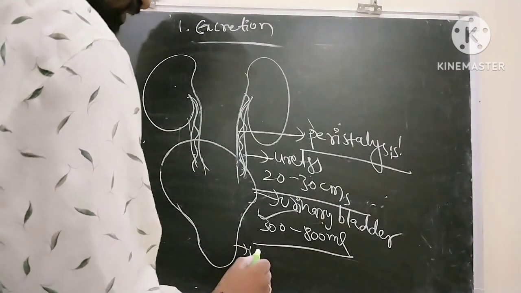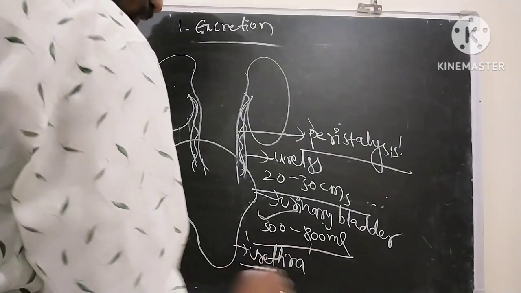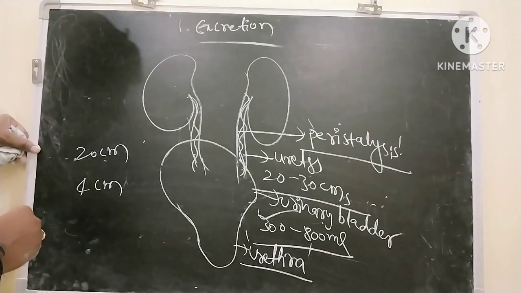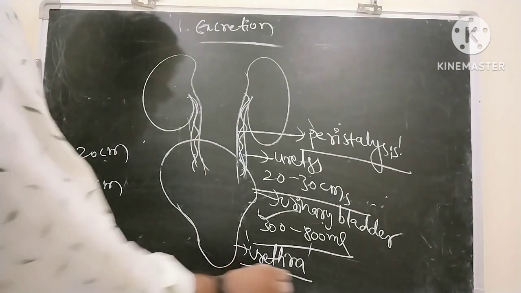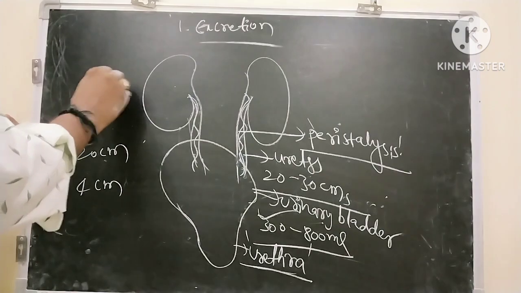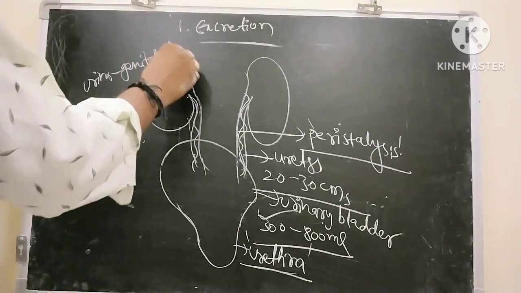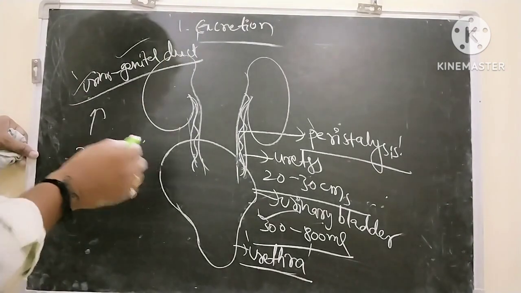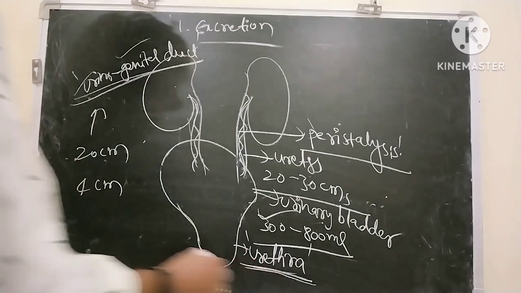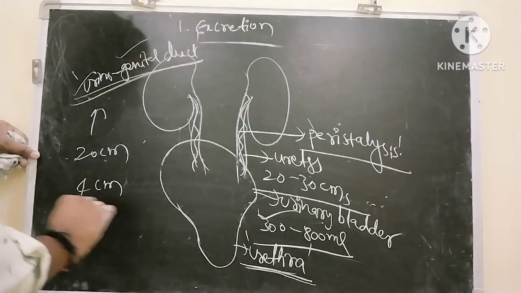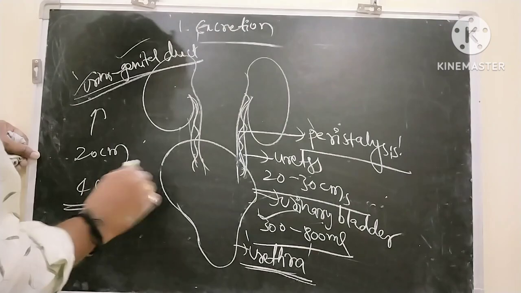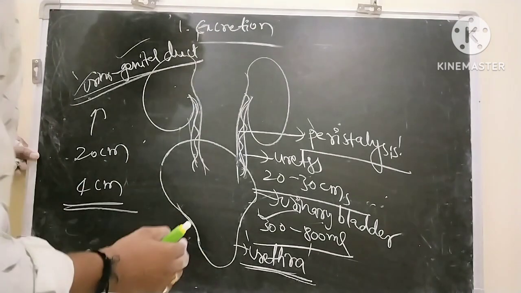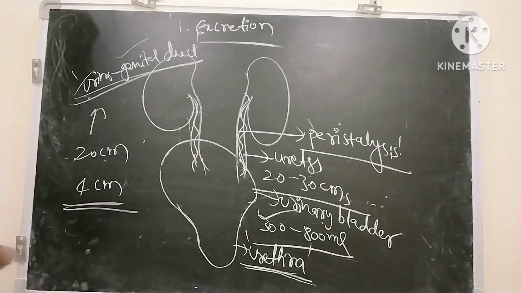Finally, the last part is the urethra. In males, the urethra is generally 20 centimeters long, and in females it is 4 centimeters long. In males, this urethra is called the urinogenital duct. The reason is it is the common duct for urine and also for sperm. That is why the urethra is called the urinogenital duct. Whereas in females, there are separate openings for urination and for ovum release. Okay, so this is about the excretory system in human beings, and we will discuss another topic in the next class.